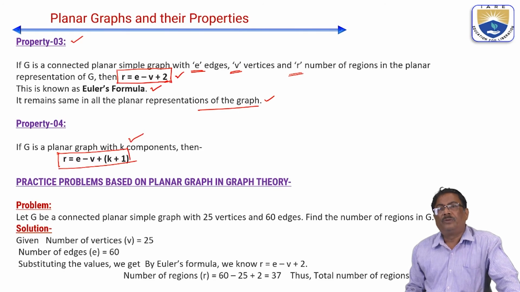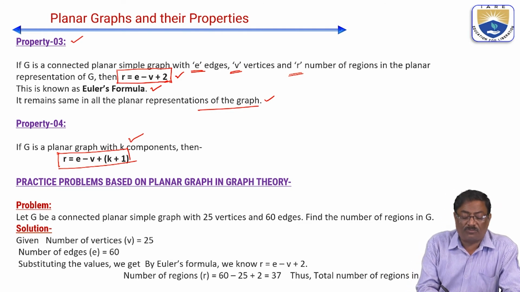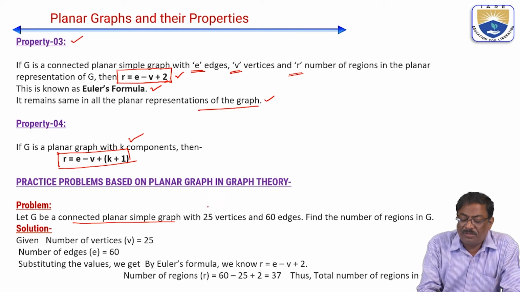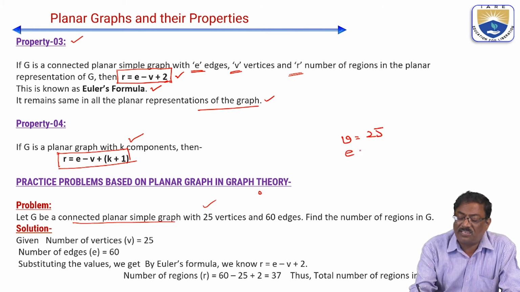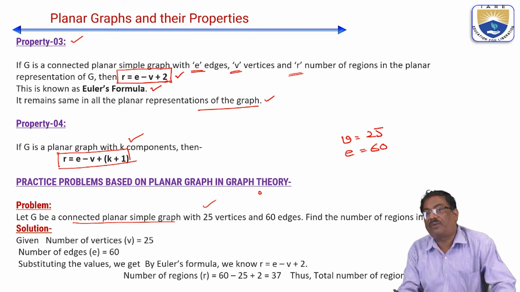So these are some of the properties on the planar graphs. And now we are going to solve some of the problems based on the planar graphs. Now let us go for that. Problem 1. G is a connected planar graph with 25 vertices. So here V is equals to 25. Number of vertices are 25. And edges are 60. Find the number of regions.